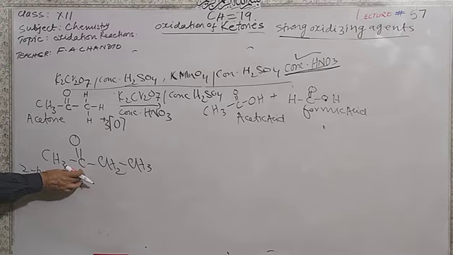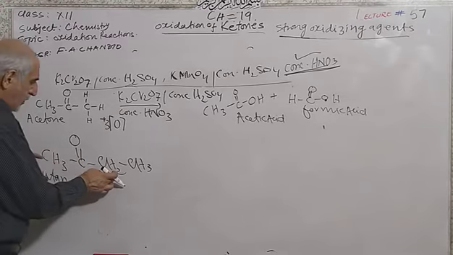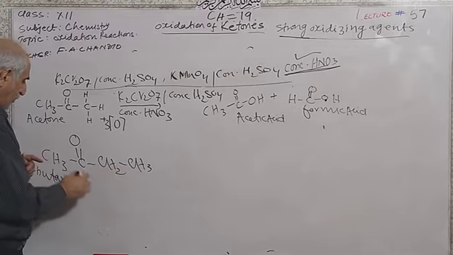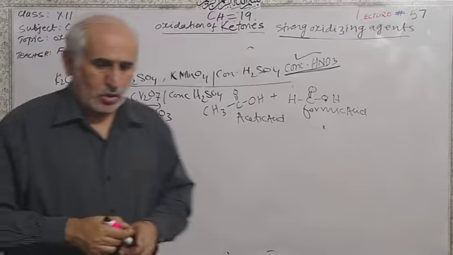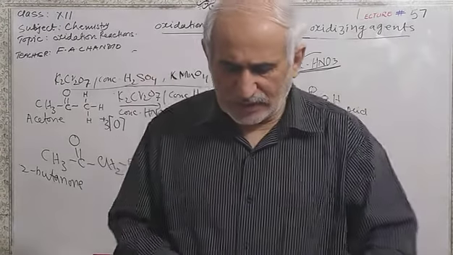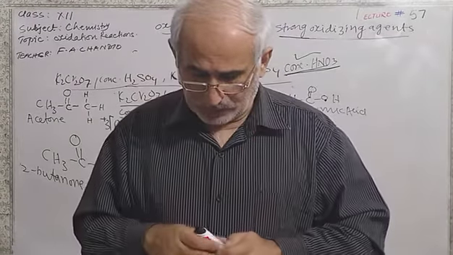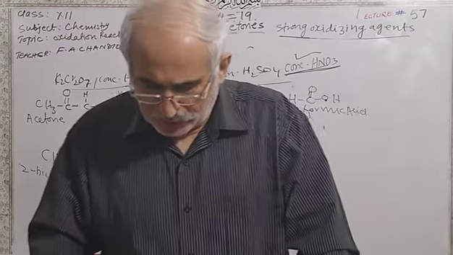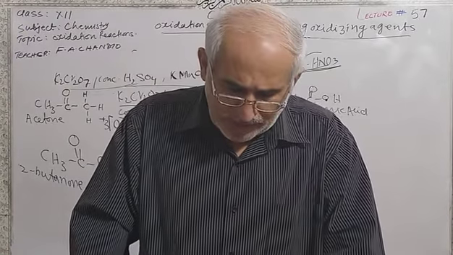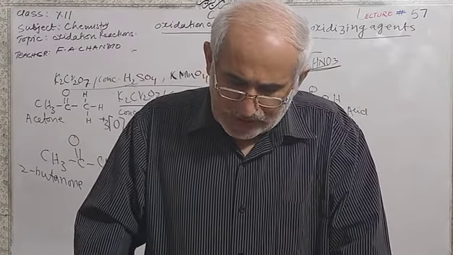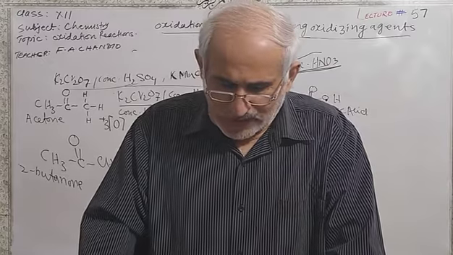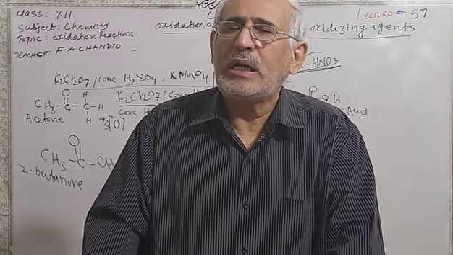This is the unsymmetrical because this carbon contains 3 hydrogen atoms, this carbon contains 2 hydrogen atoms. This is the symmetrical and this is the unsymmetrical. So in case of unsymmetrical ketones, the carbon atom joined to smaller number of carbon atoms is preferentially oxidized and the carbonyl group remains with a smaller alkyl group.